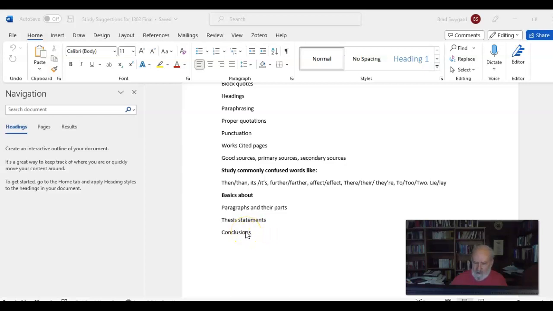And then your conclusions are supposed to summarize and perhaps give some sort of call to action or a new way of thinking, those sorts of things. That's what a conclusion is supposed to do. This should help you get through the final.